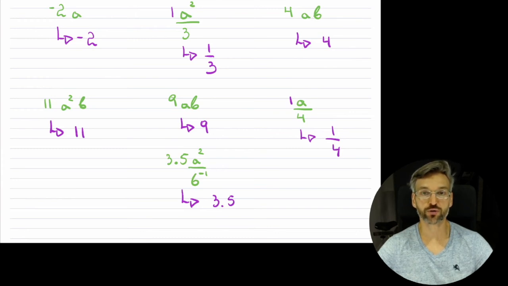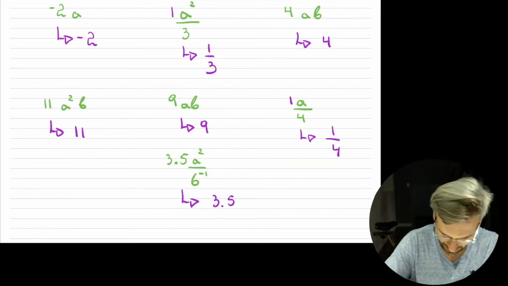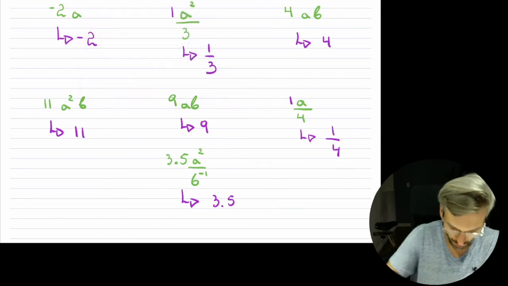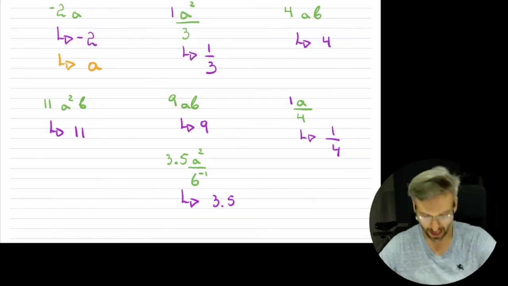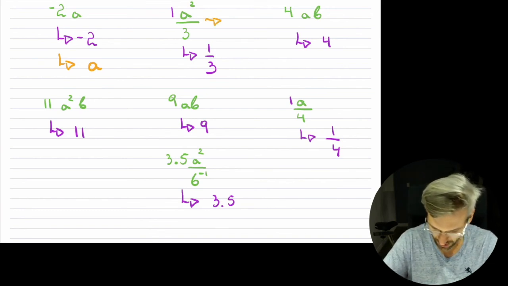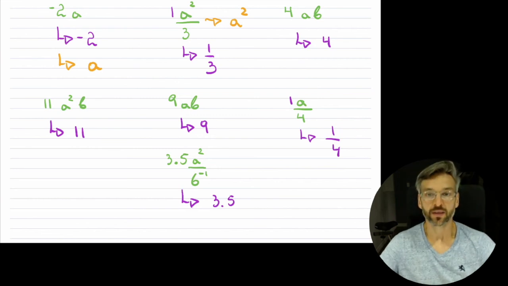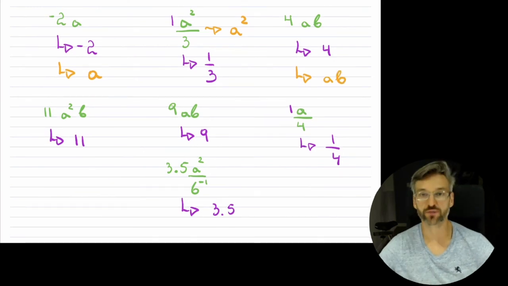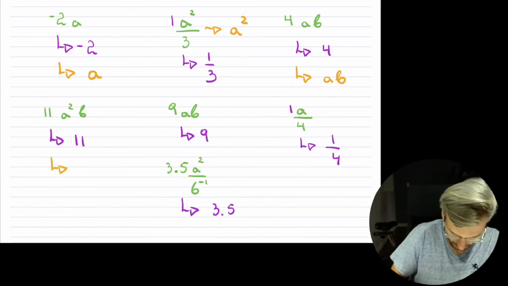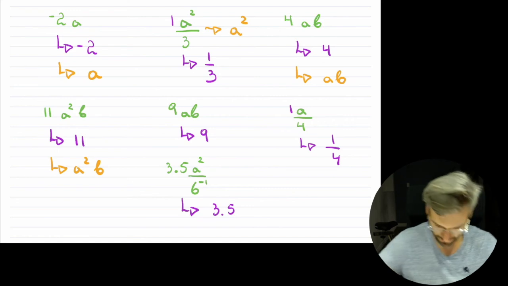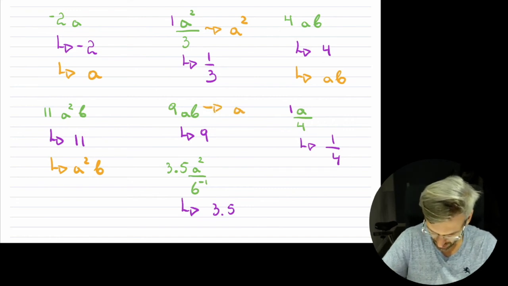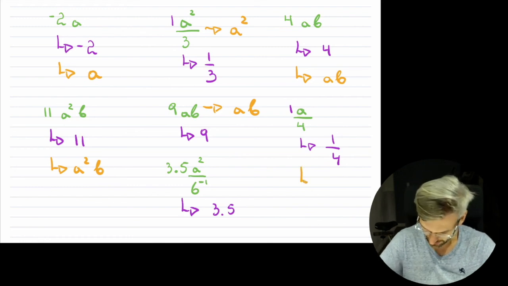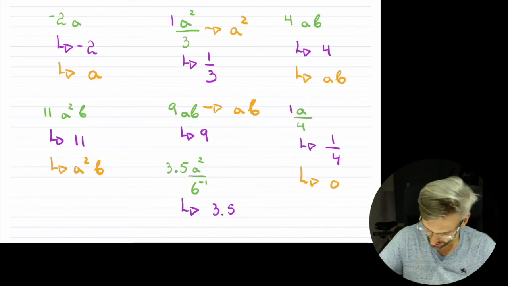Now, in order to identify if terms are alike, we need the bodies to be the same. We actually don't care about the coefficient. We want the bodies to be the same. So let's identify all the bodies. The first one, the body is a. The second one, the body is just a squared. The third one, the body is ab, which consists of the variables and the exponent. The fourth one is a squared b. This one right here is just ab. This one, the a/4, is just a on its own.